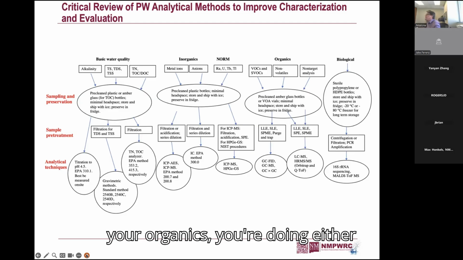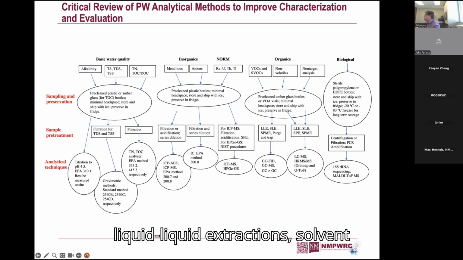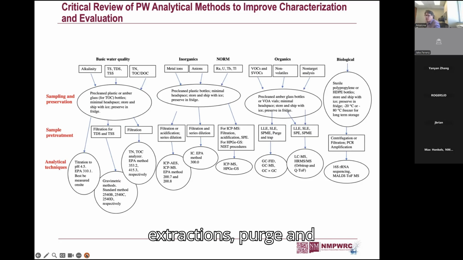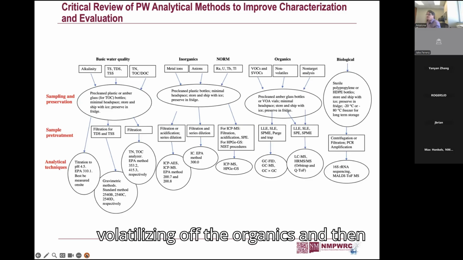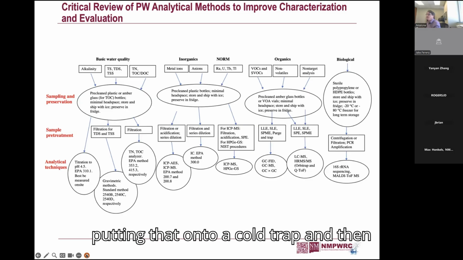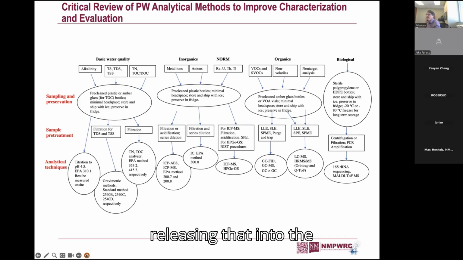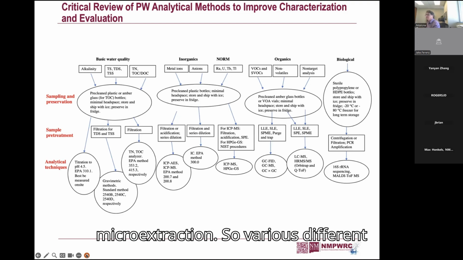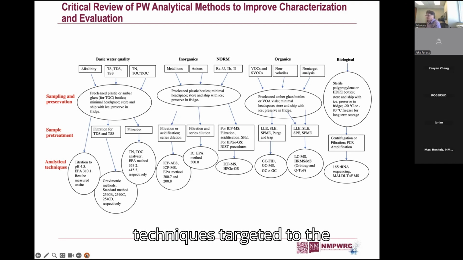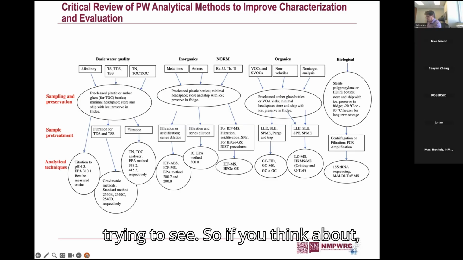And then for your organics, you're doing either liquid-liquid extractions, solvent extractions, purge and trap, where you're actually volatilizing off the organics and then putting that onto a cold trap and then releasing that into the analyzer, or solid phase micro extraction. So various different techniques targeted to the specific analytes that we're trying to see.